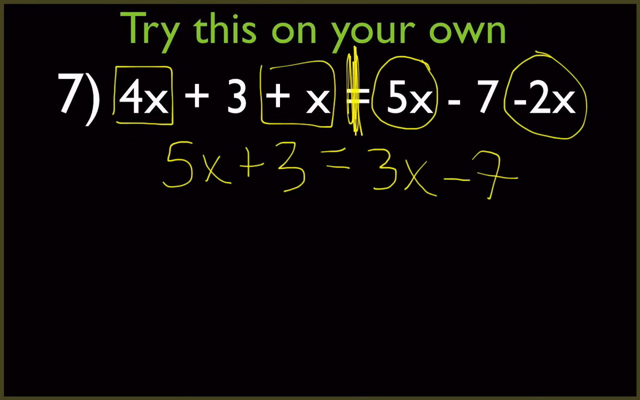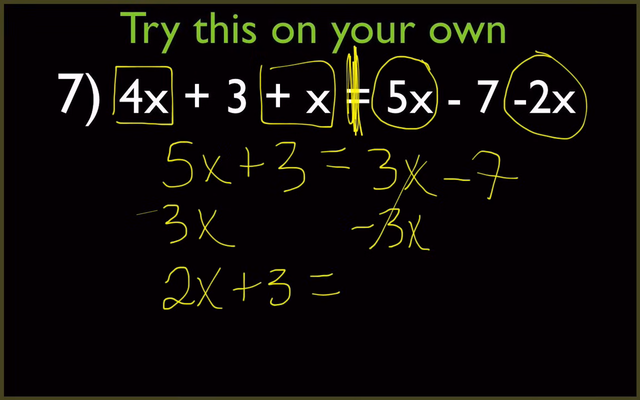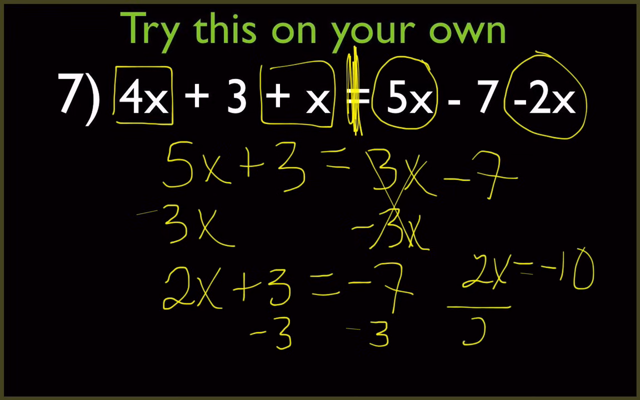Okay, so what we're going to do now is get rid of the lower of the two x's, which is going to give me 2x plus 3 equals negative 7. Subtracting 3 from both sides, I'm going to end up with 2x equals negative 10. So therefore, dividing by 2, x is going to equal negative 5.